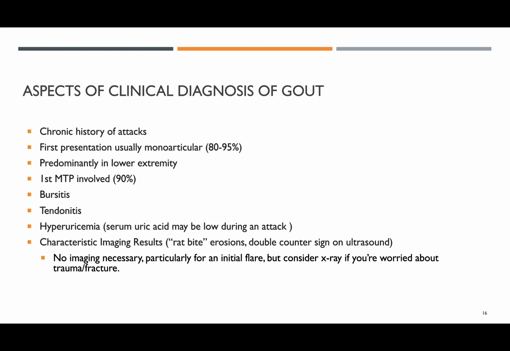Patients can present with hyperuricemia, but of note, during a flare itself, that uric acid level may be artificially depressed because all that uric acid is accumulating in the joints as crystals. And there are some characteristic imaging results, which I'll show you in the next slide. Although you don't necessarily need imaging results to confirm the flare, they can be helpful in both ruling out other things like fractures, trauma, or in monitoring people with chronic gout to see if they have joint erosion.